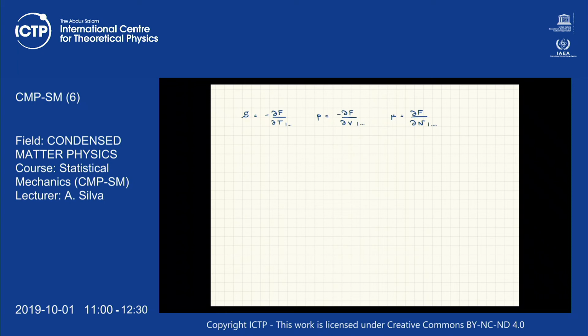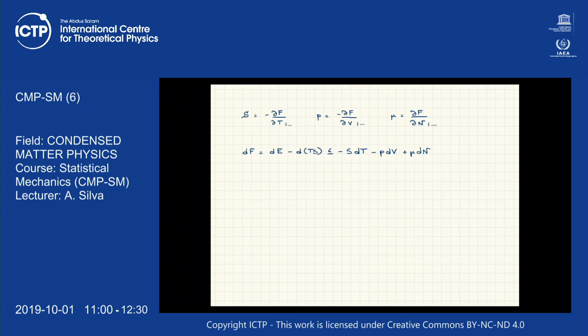And finally, you can use dF on a generic process, dE minus d(TS). Now if I have a generic process, this is going to be smaller or equal than minus S dT minus P dV plus mu dN. Same story as before. It's just a change of variables.